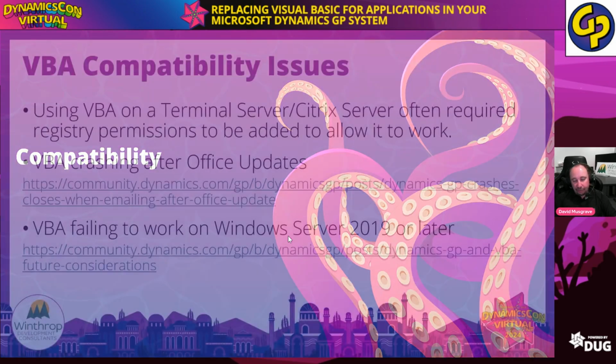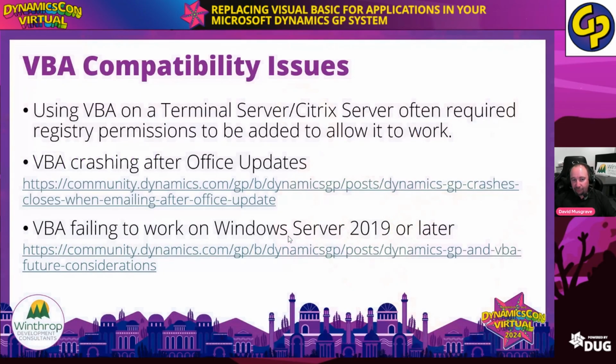So VBA's got some compatibility issues. Historically, it was always tricky to get it working on a terminal server or a Citrix server, and often required you to apply additional registry permissions to get it active. More recently, we've had VBA crashing after certain updates to Microsoft Office, and then it also now fails to work on the latest versions of Windows Server 2019 or later.